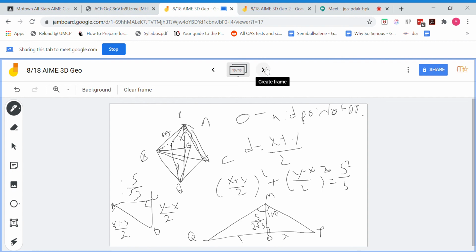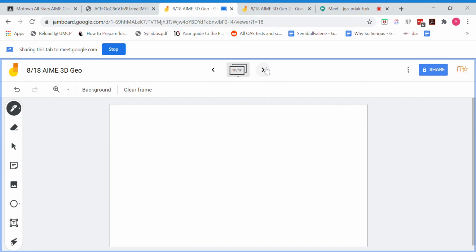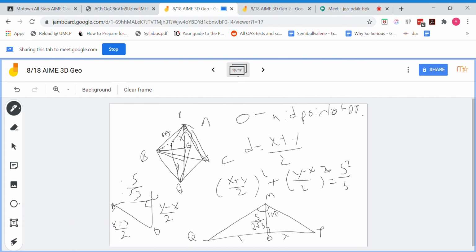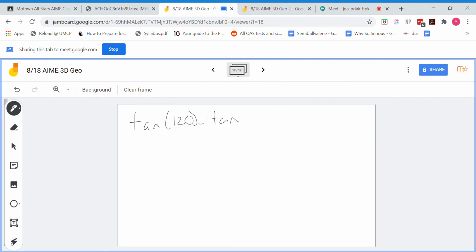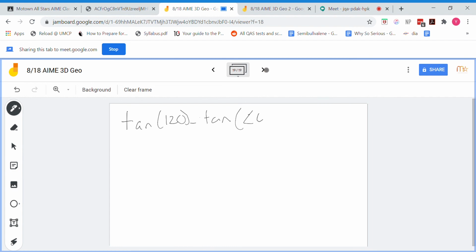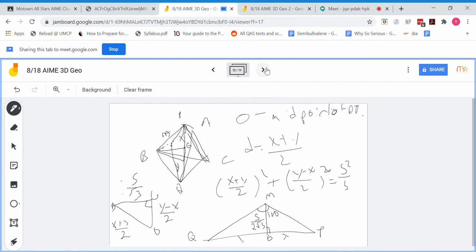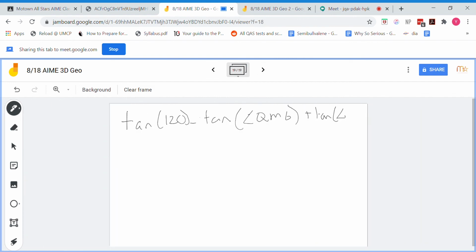Tan. And so if we're going to use tan, the most obvious equation in this case would be tan of 120 equals tan of the sum of these two smaller angles, angle QMG and angle PMG.